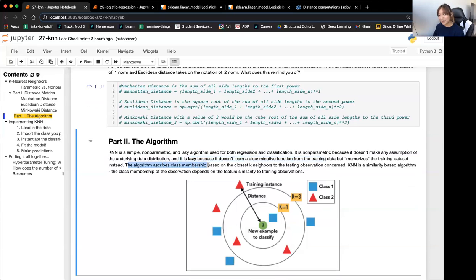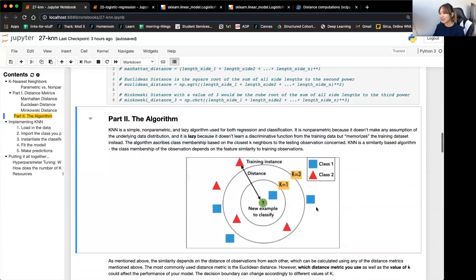So the algorithm ascribes class membership based on the closest k neighbors to the testing observation concerned. So let's just say that your squares and triangles are different points in your training data, and you have this green circle here. We're going to classify this point based on the points closest to it. So that's the whole idea of how KNN works. What you're tuning here, why it's k nearest neighbors and not 1 or 2 or 3 nearest neighbors, is because you get to decide how many of its neighbors you want to consider in making this classification.